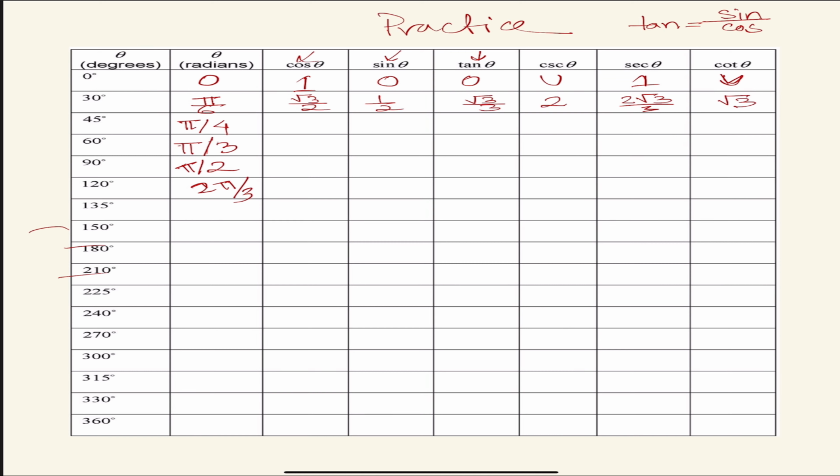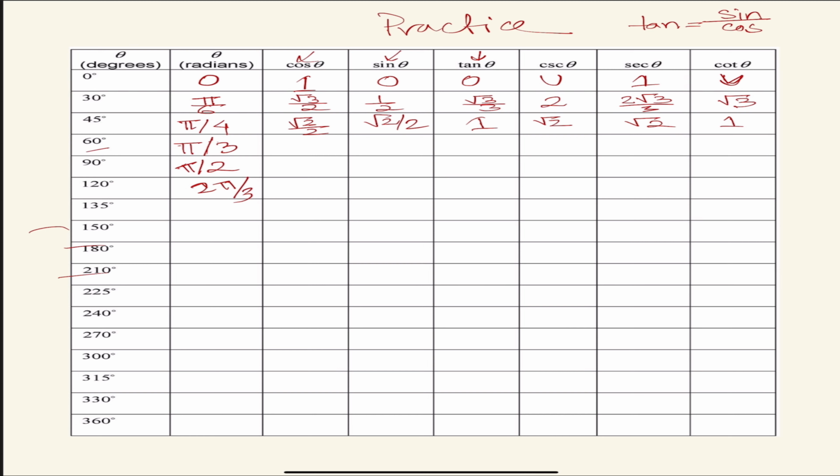I'm going to do the 45 degrees again, guys. For you guys, it's going to be square root 2 by 2. Same thing, square root 2 by 2. And this is 1. Cosecant theta is going to be just square root of 2. Secant theta is going to be just square root of 2. Cotangent theta is going to be 1, because if you flip it.